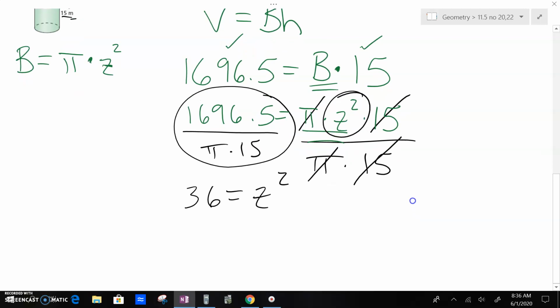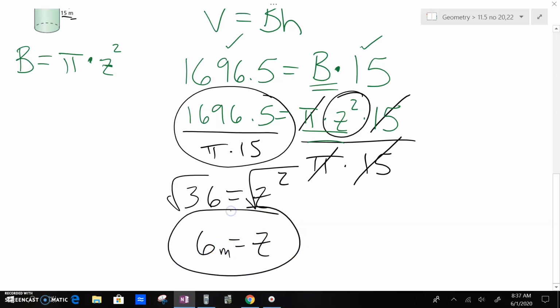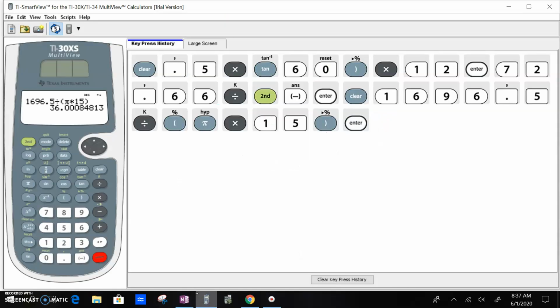You take a square root on both sides, so square root here, square root here. Here you're left with a z, and here you get a 6. And it's meters, so 6 meters. Just for the sake of classes going forward, technically it's not exactly 6 because there's these other decimals. So here again, what I'm going to do is let the calculator do the work. I'm going to hit second square root, then I'm going to hit second answer.